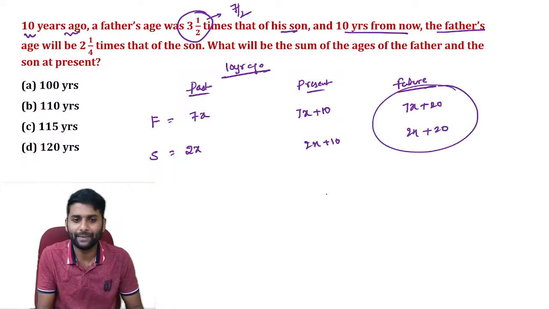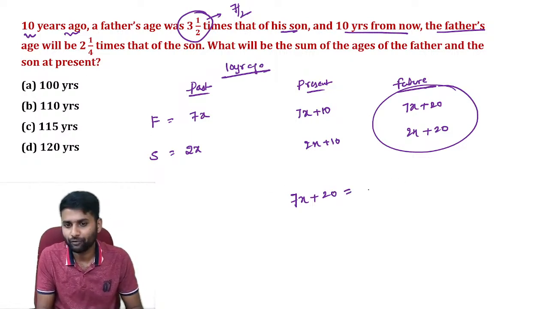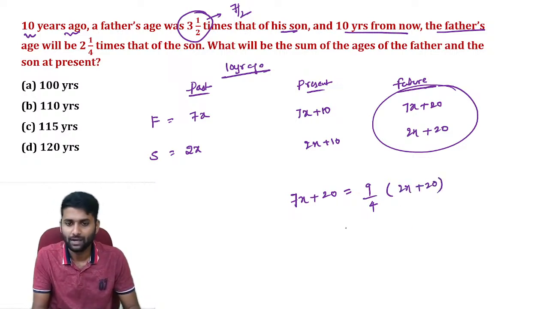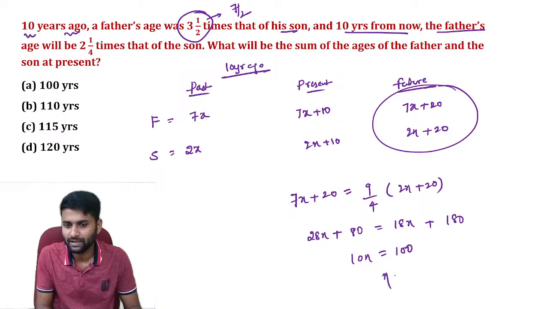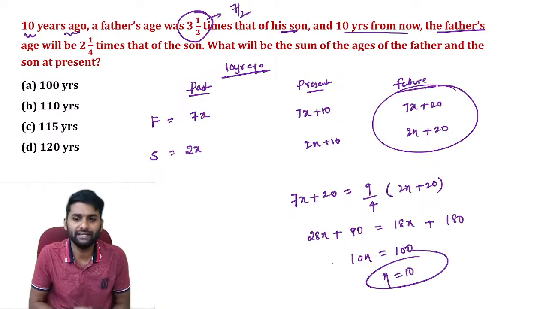Now we have a comparison here. The 7x plus 20 is 2 1 by 4, which means 9 by 4 times that of the son, 2x plus 20. So that's the comparison. Cross multiply then. 28x plus 4 into 20 is 80. 18x plus 180. Let's find the difference here. 10x is equal to 100. So x is equal to 10 years.